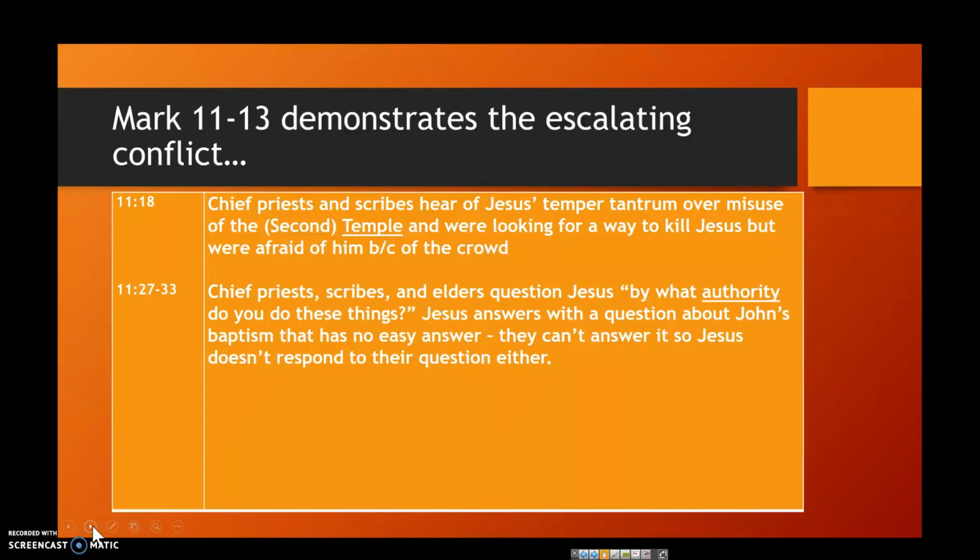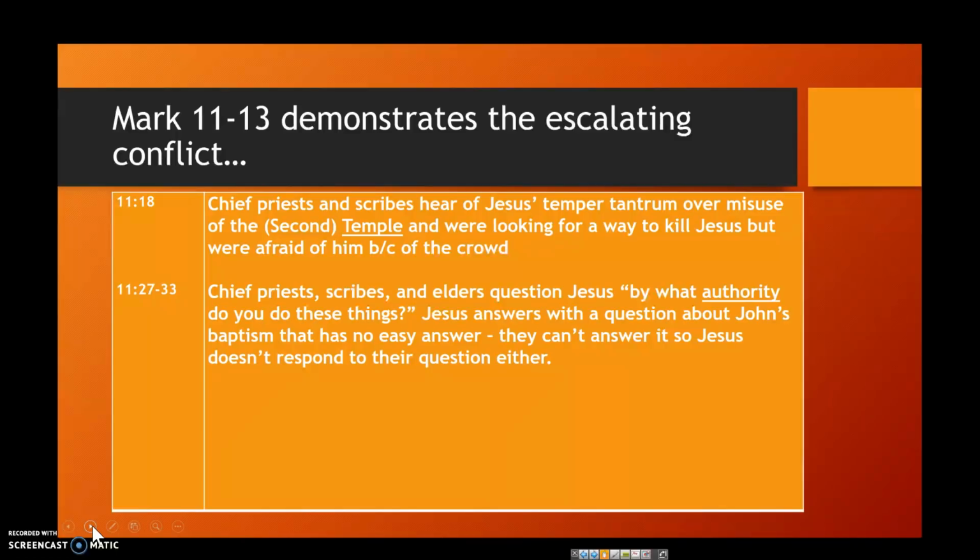And so he shows his righteous anger, and the result is the chief priests and scribes are looking for a way to kill Jesus. In fact, that seems to be the result usually, either a desire to arrest Jesus or kill Jesus, both of which are pretty big ways to respond to any of these events with Jesus. And the only reason they don't do it is because they're afraid of him. Because of the crowd, there are too many people there, too many people who might be on Jesus' side.